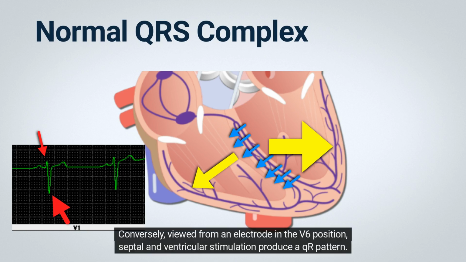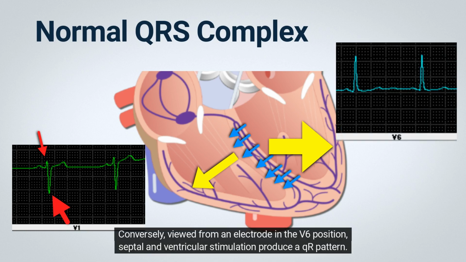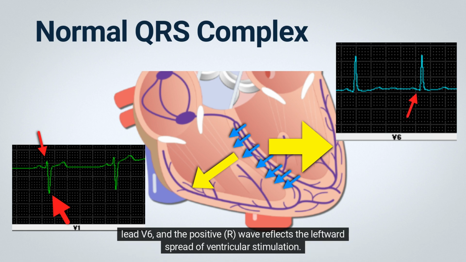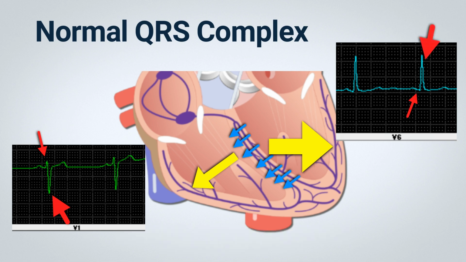Conversely, viewed from an electrode in the V6 position, septal and ventricular stimulation produce a QR pattern. The Q wave is a septal Q wave, reflecting the left to right spread of the stimulus through the septum away from lead V6, and the positive R wave reflects the leftward spread of ventricular stimulation.